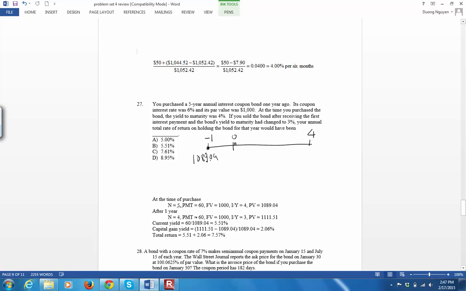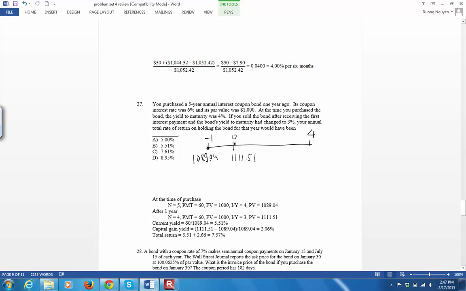Then after 1 year, which is today, you have only 4 years to maturity, so n is 4, payment 60, future value 1,000. But the interest rate has gone down to 3%, so I/Y is 3 now, and you are able to compute the present value, which is 1151. The current yield is the coupon payment, which is 60 divided by 1089.04, equal to 5.51%.